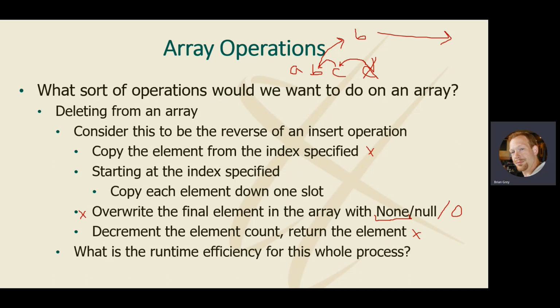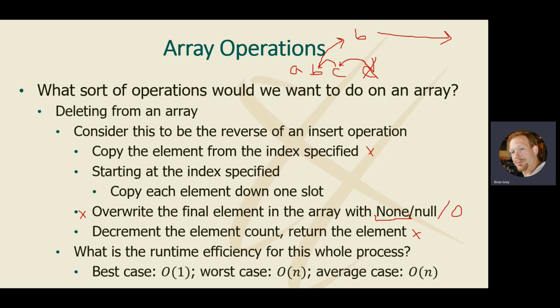So again, right, best case scenario, we delete from the last element in our array. We only have to delete that one thing. We don't have to copy anything down. Worst case scenario is we delete from the front, and we have to move everything that's left over down. And average case scenario is we delete from the middle, and we have to move about half of our data down. So once again, our runtime analysis is big O of 1 in the best case and big O of n in the average and the worst case.